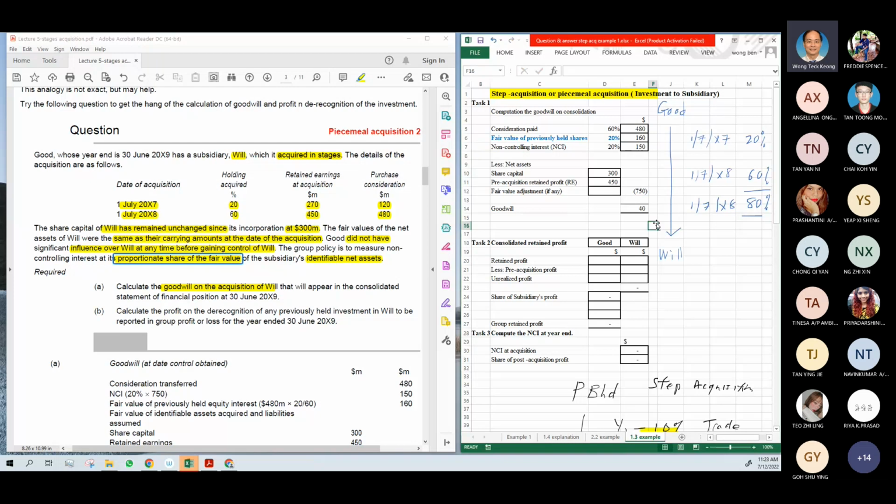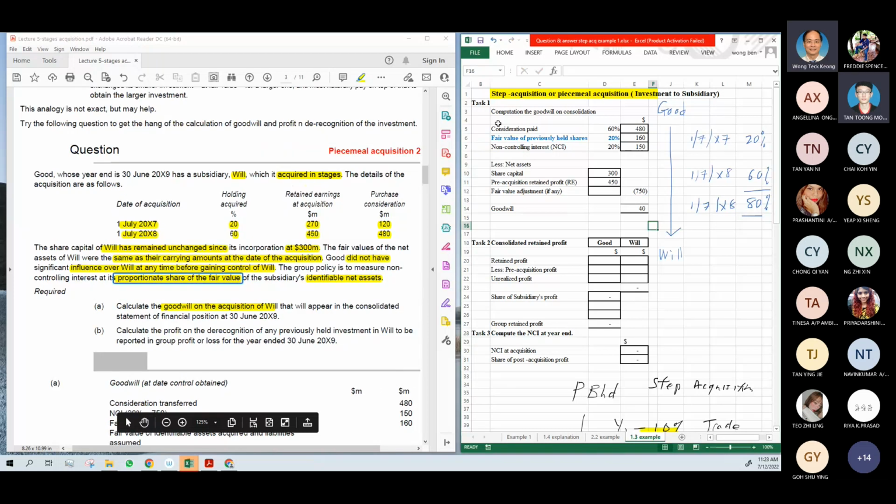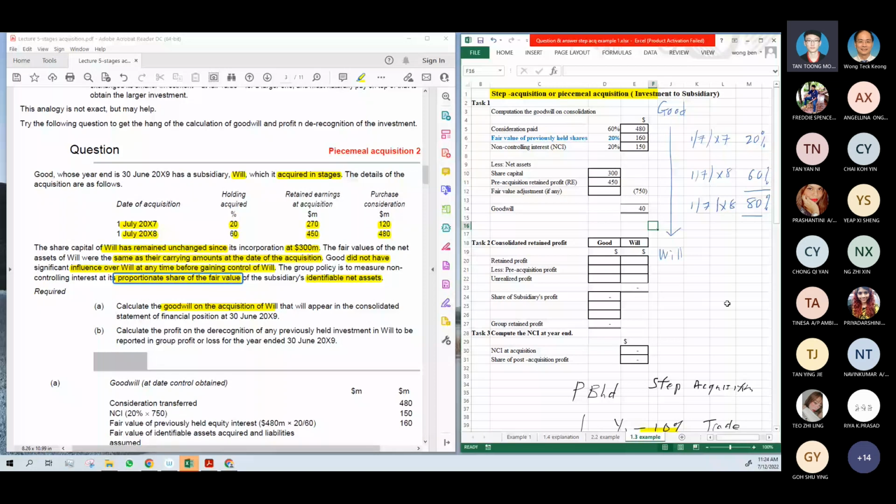Up to here, any questions? Can you follow? Basically, yes. The parent holds 80% of the subsidiary: initially you have 20%, you buy 60, you get 80. So even if it holds 75%, you still need to calculate the goodwill.